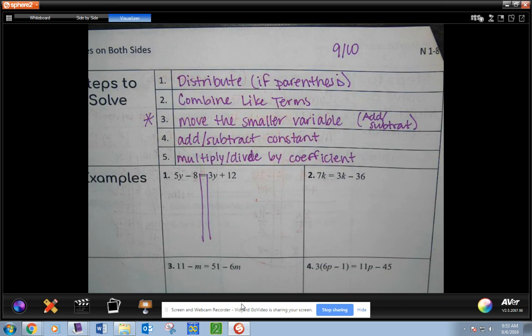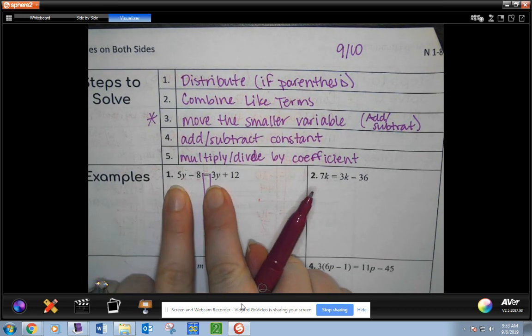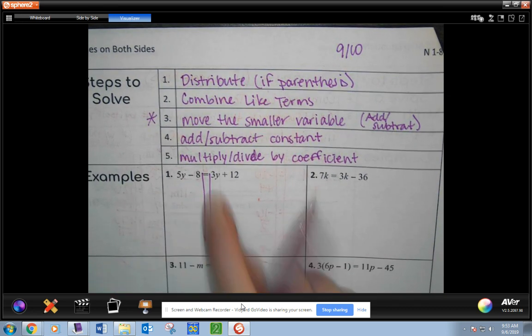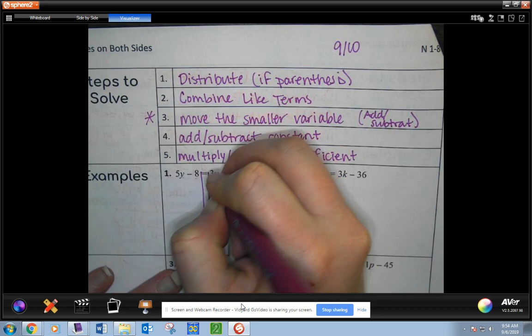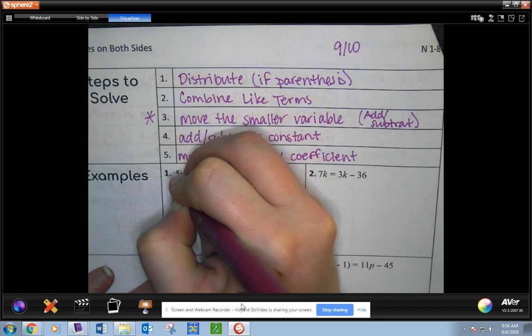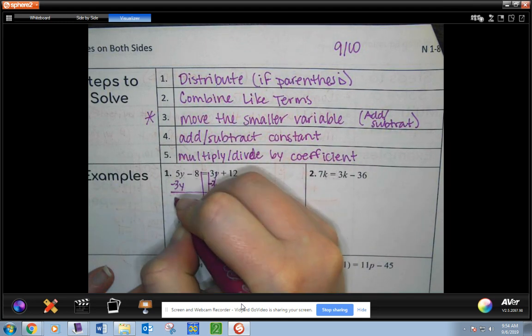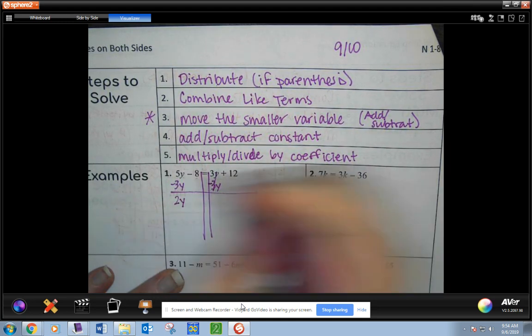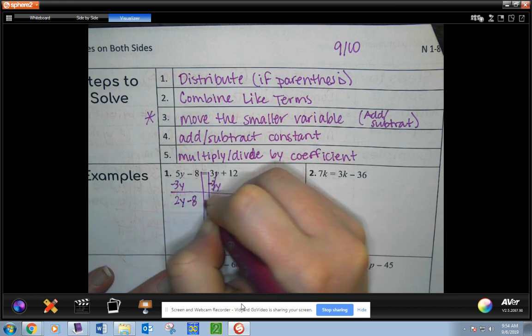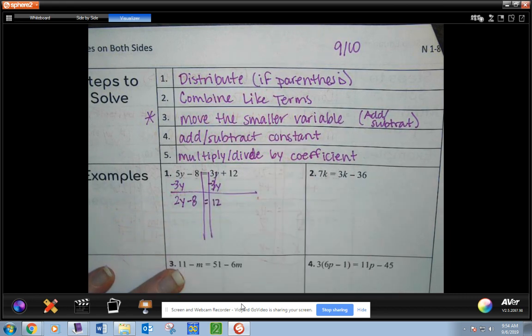Move the smaller variable. Well, I have a 5y and I have a 3y. So when I look to see which one is smaller, that's the 3. So I'm going to subtract 3y. That cancels there. 5y minus 3y is 2y. Bring down minus 8 equals, and all I have left over here is 12.